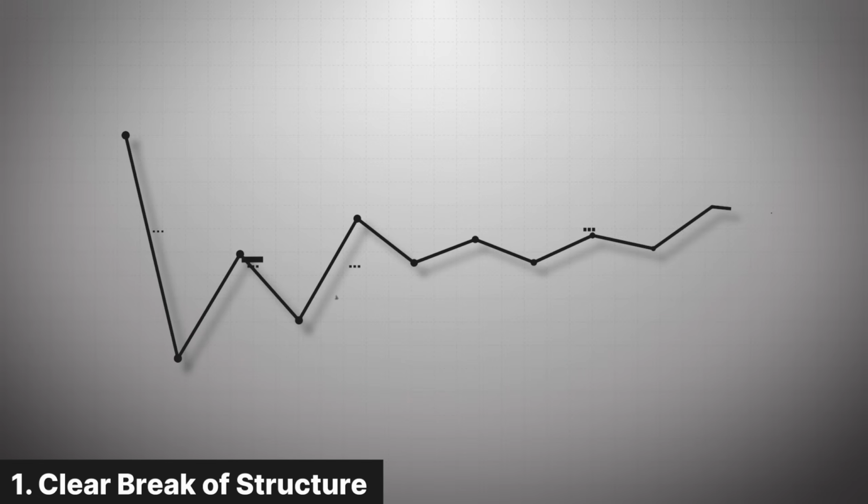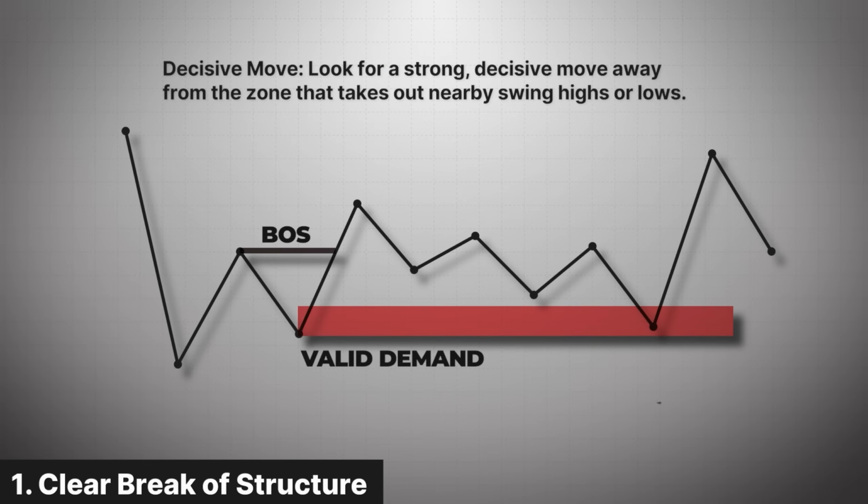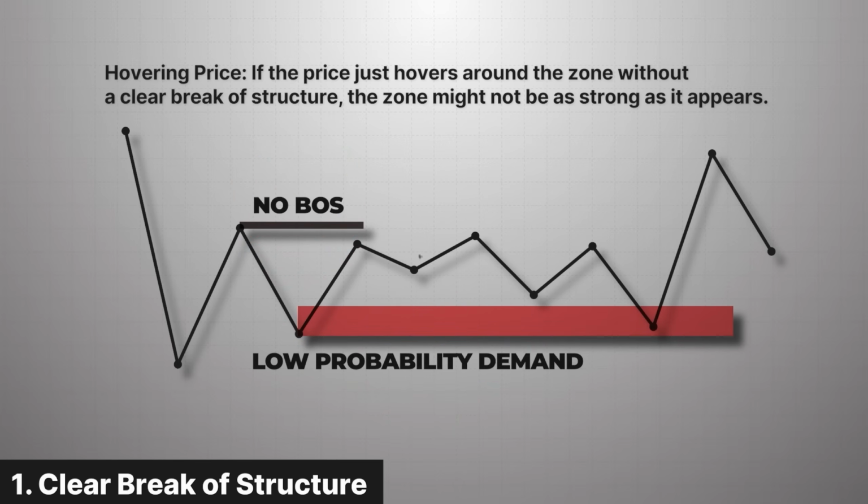The first thing you want to look for is a clear break of structure. This means price needs to make a decisive move away from the zone and take out any nearby swing highs or lows. If there's no clear break of structure and price just hovers around the zone, that's a sign that the zone might not be as strong as it seems.